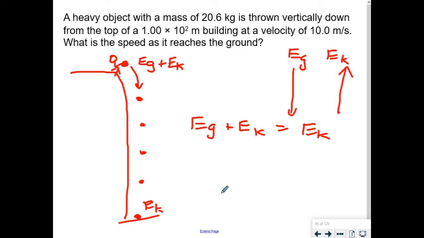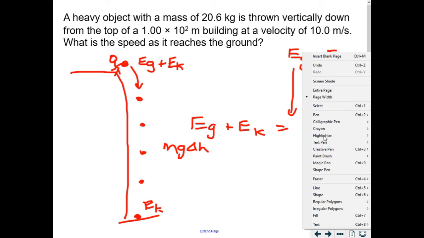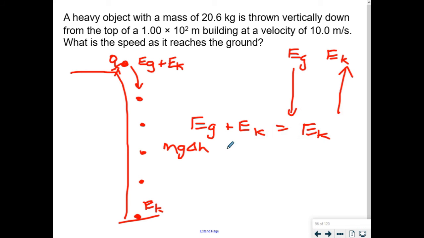Now let's try step 2. Let's start to use our algebra skills to manipulate these formulas. What is the formula for EG? Mass times gravity times a change in height. We're going to use colors to help code this. What's the formula for kinetic energy? 1/2 mv squared. And for the final one, what's the formula for kinetic energy? Well, it's still 1/2 mv squared. However, I'm putting them in different colors to make a point here. In purple, purple is the velocity of the ball when we throw it at the top up here.